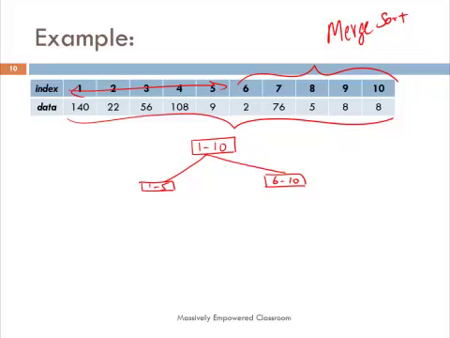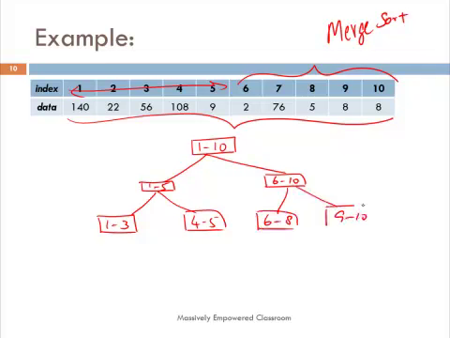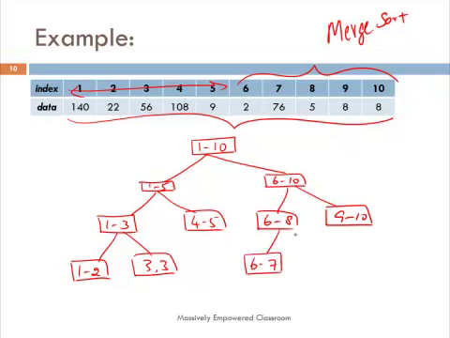But how do I sort an array of 5 elements? I'm going to further divide it into sorting the array from 1 to 3 and from 4 to 5. Similarly, from 6 to 8 and then 9 to 10. Now, how do I sort an array from 1 to 3? I don't know how to do that. So I'm going to further divide that into 1 to 2 and then 3 to 3. How do I sort 6 to 8? I don't know. So I'm going to divide that into 6 to 7 and then 8 to 8.